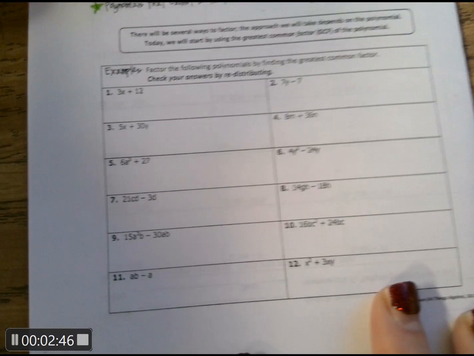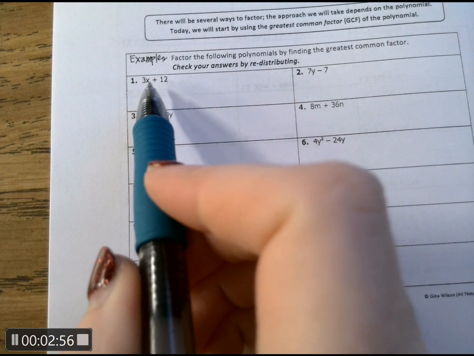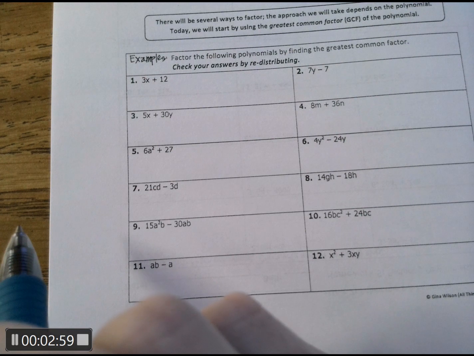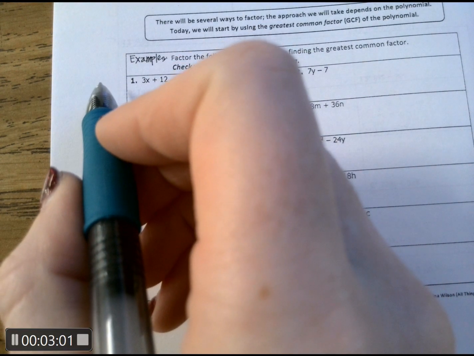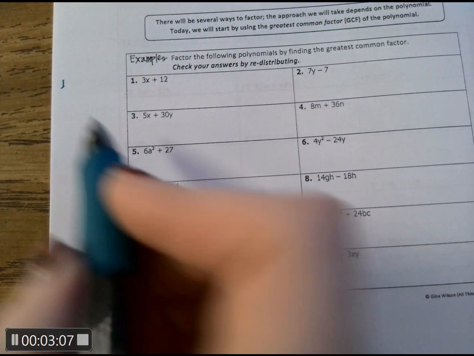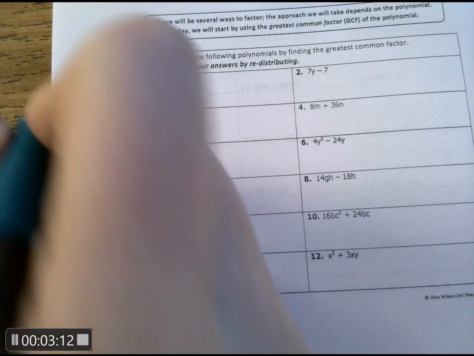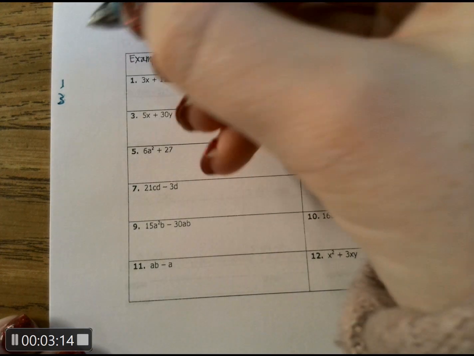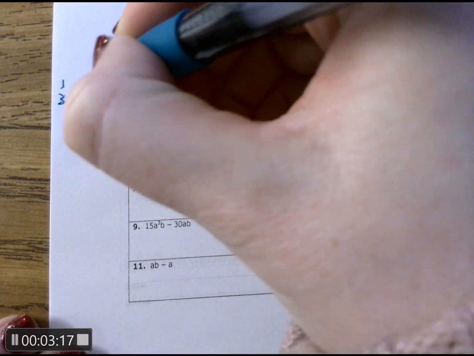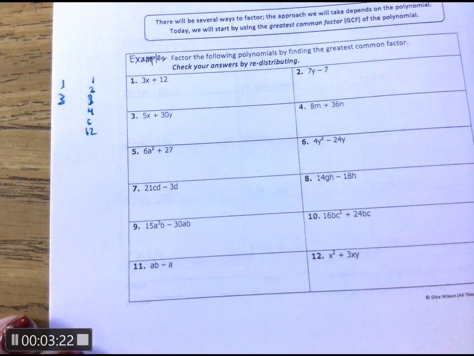Alrighty, so for our first example, we have to think about the greatest common factor of 3x plus 12. So what is the greatest common factor between 3 and 12? Well, if you're not sure, you can list out the factors of 3, which would be 1 and 3. And then you can list out the common factors of 12. We have 1, 2, 3, 4, 6, and 12.